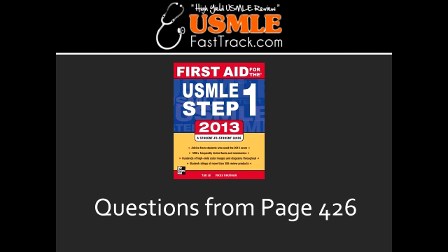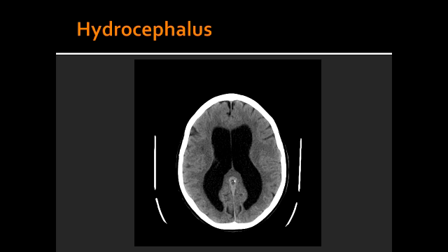2013 edition. Page 426. Hydrocephalus. Name the three communicating non-obstructive hydrocephalus. The three communicating non-obstructive hydrocephalus includes communicating hydrocephalus, normal pressure hydrocephalus, and hydrocephalus ex vacuo.